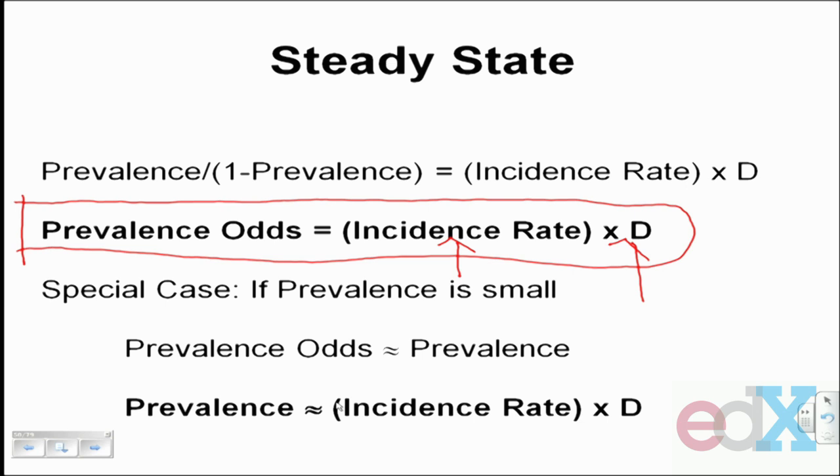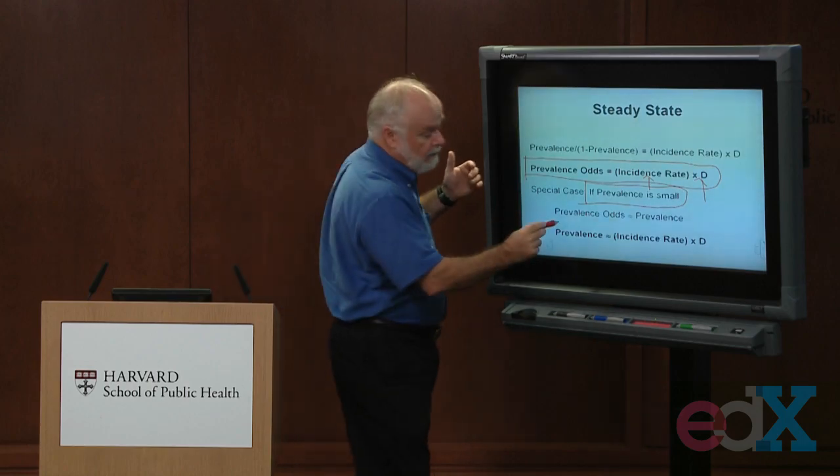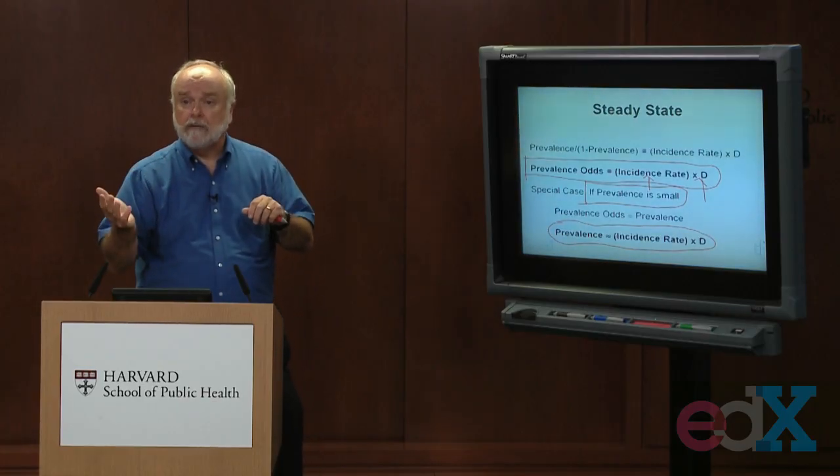So if you have a small prevalence, say less than 10%, this general formula that says prevalence odds is equal to incidence times duration can be re-expressed more simply by saying prevalence itself is approximately equal to incidence times duration. And this is the one you might see more often cited in introductory epidemiology books to describe the relationship between incidence and duration and prevalence. The formula is nice. I bet you're not going to run into many steady states in your life where you can apply this mathematically. The important thing is it underscores the relationship between prevalence, incidence, and duration. And that's the important thing I want you to remember.